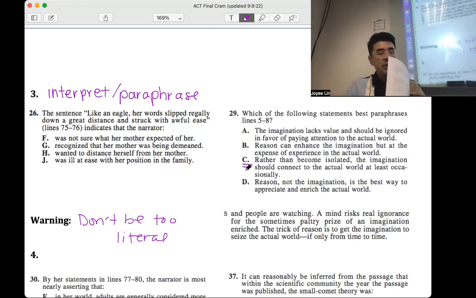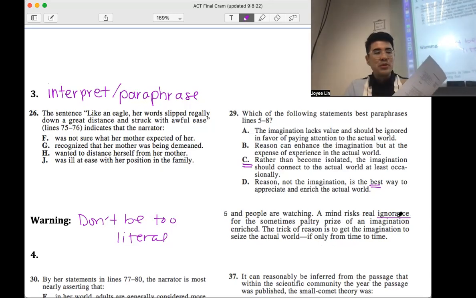Here, one way you can do it is being careful of absolutes, right? Is it the best way? I don't know if it's the best way. Nothing says it's the best, right? The imagination lacks value and should be ignored. I never saw the should be ignored part, right? It says it risks ignorance, but ignorance is not the same thing as being ignored.